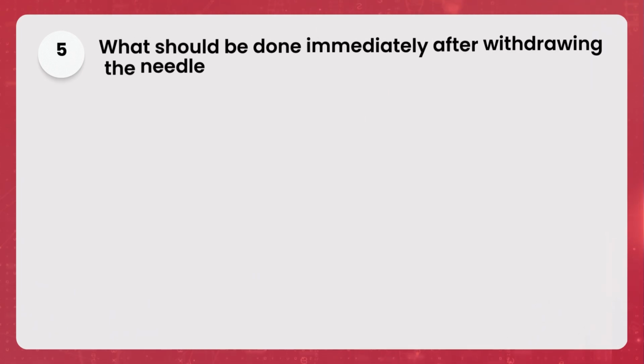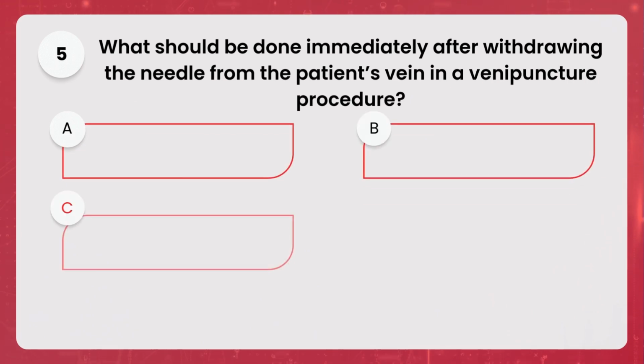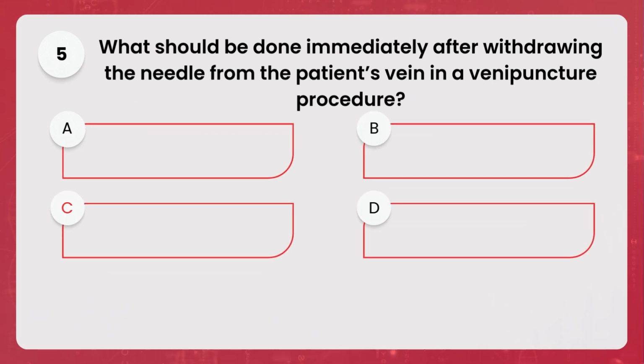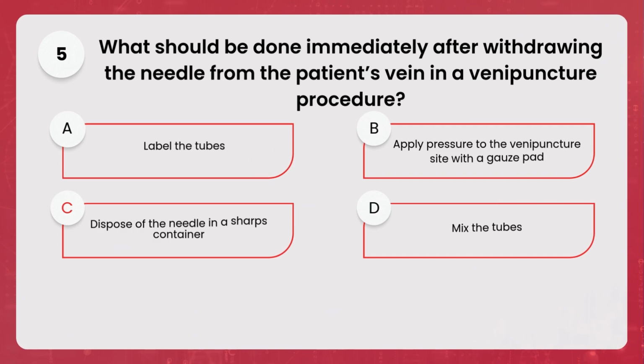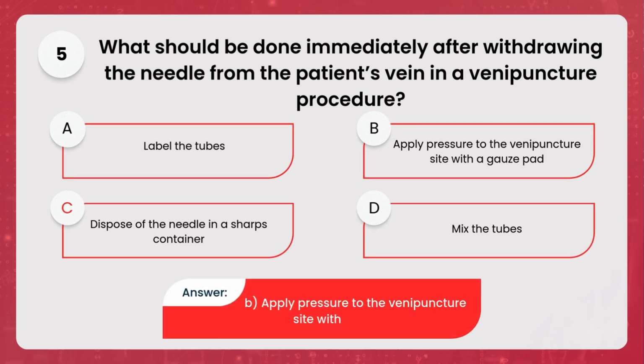Number 5. What should be done immediately after withdrawing the needle from the patient's vein in a venipuncture procedure? A. Label the tubes. B. Apply pressure to the venipuncture site with a gauze pad. C. Dispose of the needle in a sharps container. Or D. Mix the tubes. The answer is B. Apply pressure to the venipuncture site with a gauze pad.